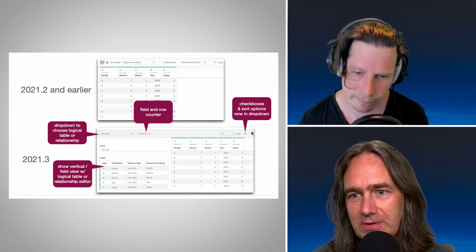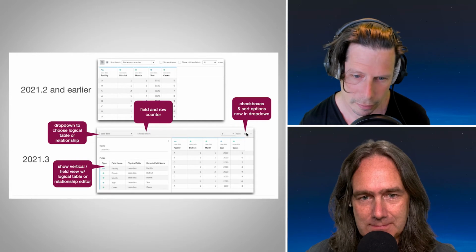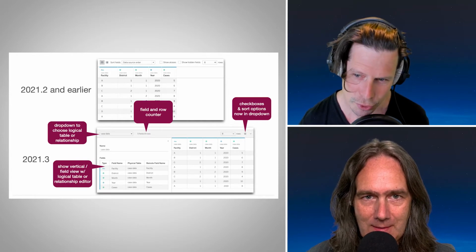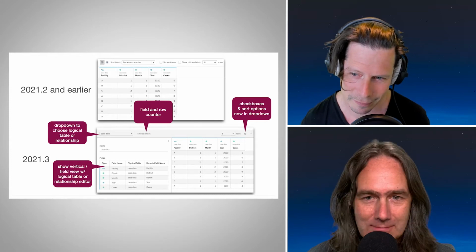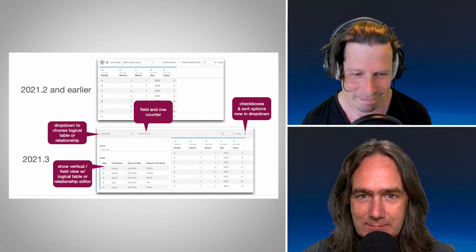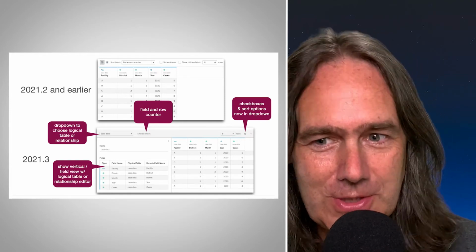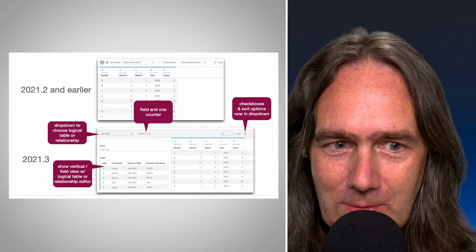Yes, though you do have the sort options here. Got it. And can you search? That was always kind of a bummer for me, is I could never search in this. I haven't seen one yet. So that's the major changes in the data grid in 2021.3.